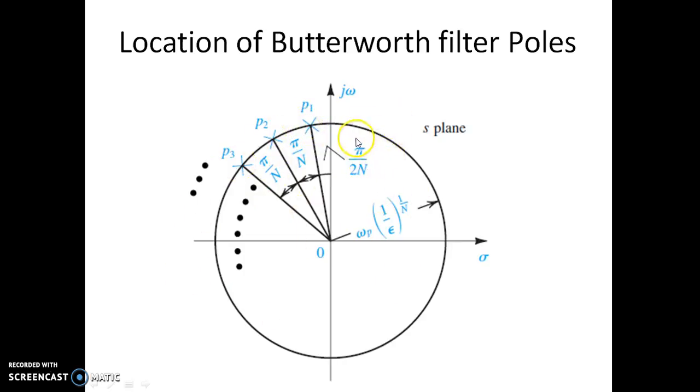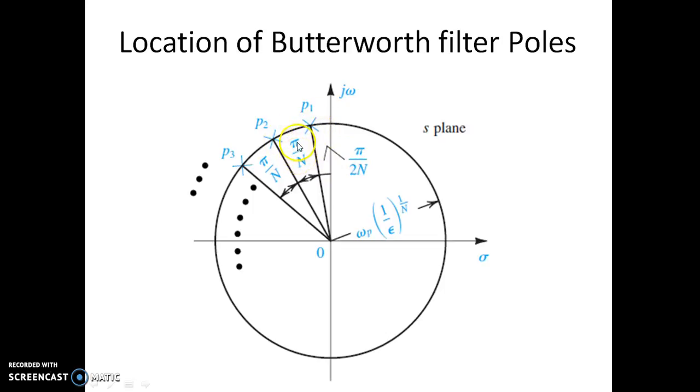The radius of the circle is given by omega p multiplied by 1 over epsilon to the power 1 over n, which happens to be omega naught, that is the cutoff frequency. Omega naught is given by omega p multiplied by 1 over epsilon to the power of 1 over n. The first pole will be located at an angle away from the imaginary axis by pi by 2n. The adjacent poles will always be away by pi by n.